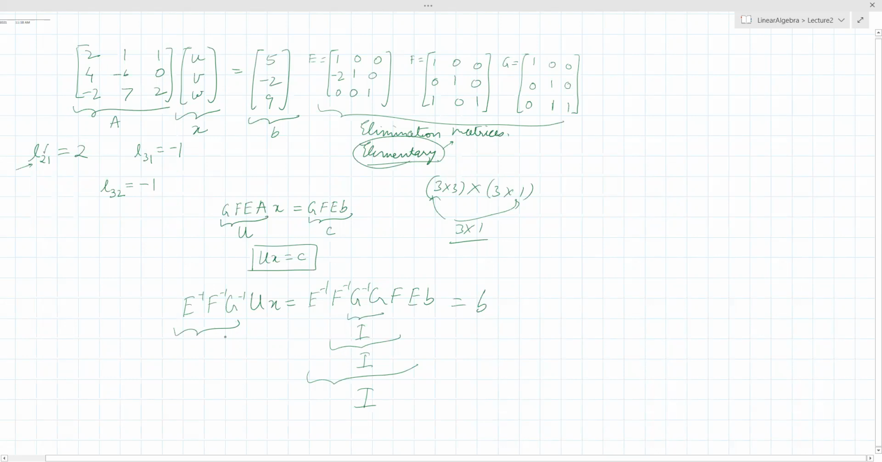If you were to look at the left hand side, let us call this matrix L. Okay, matrix L is equal to E inverse, F inverse, and G inverse.